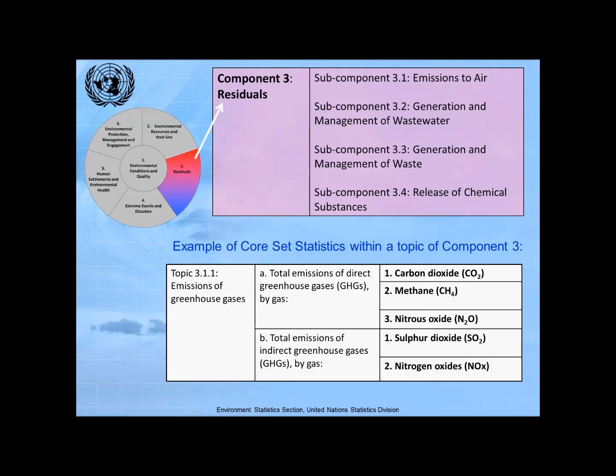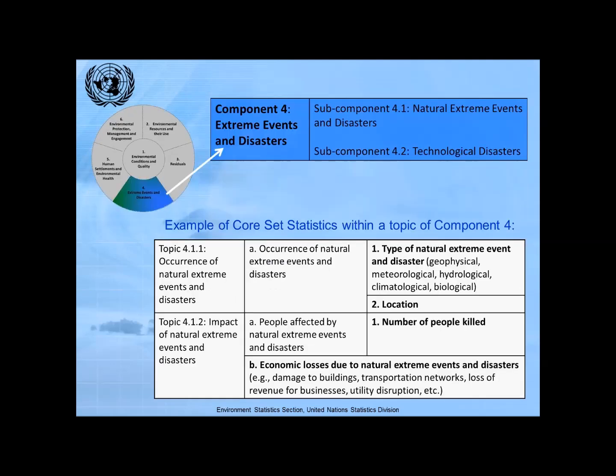In component 4, which is looking at the extreme events and disasters, we've divided it into 2 subcomponents, the natural extreme events and disasters, and then the technological disasters. And in the example, we're looking at the natural extreme events and disasters and addressing both the occurrence of these events and disasters and the people affected by them, as well as the economic losses due to the event or disasters. And these are the common statistics that one would be interested in compiling.